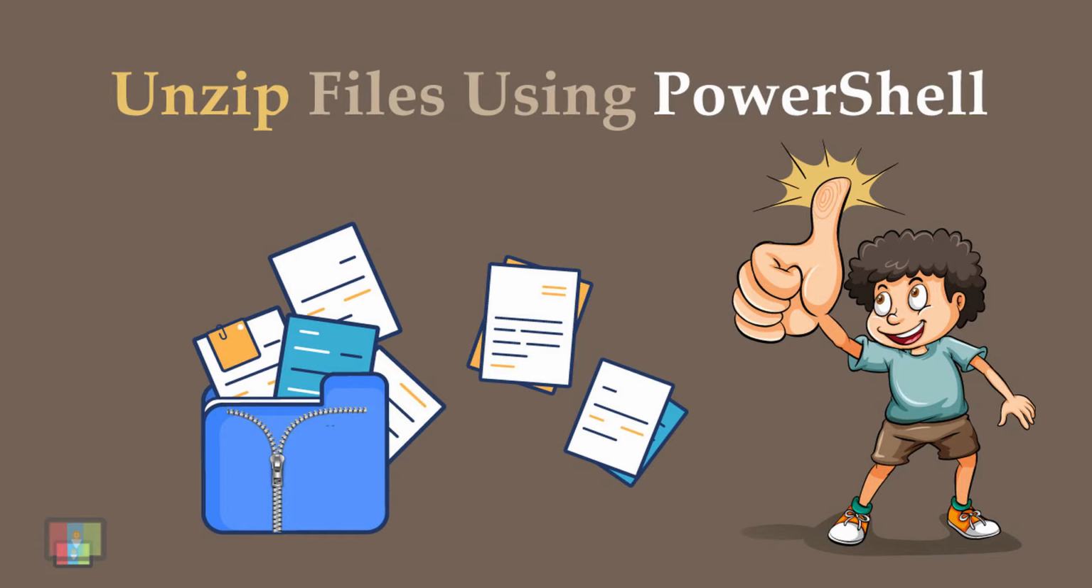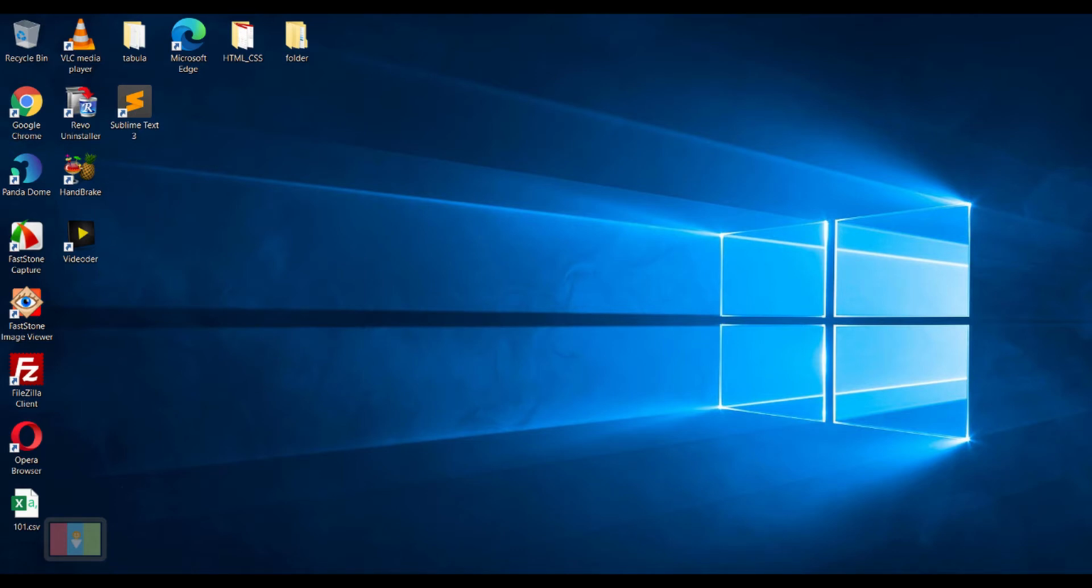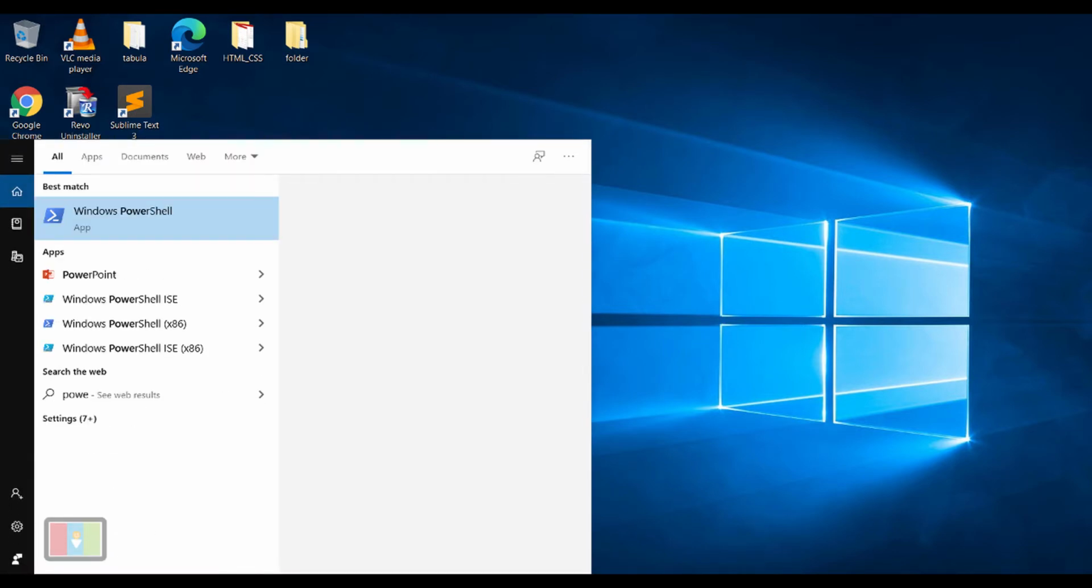cmdlet. Let's start. Type or paste the red keywords same in PowerShell and change the green keywords according to your file's path. For unzip: Expand-Archive -LiteralPath, zip file path in inverted single commas, -DestinationPath, output folder path in inverted single commas. Go to the Start menu button and then search PowerShell.